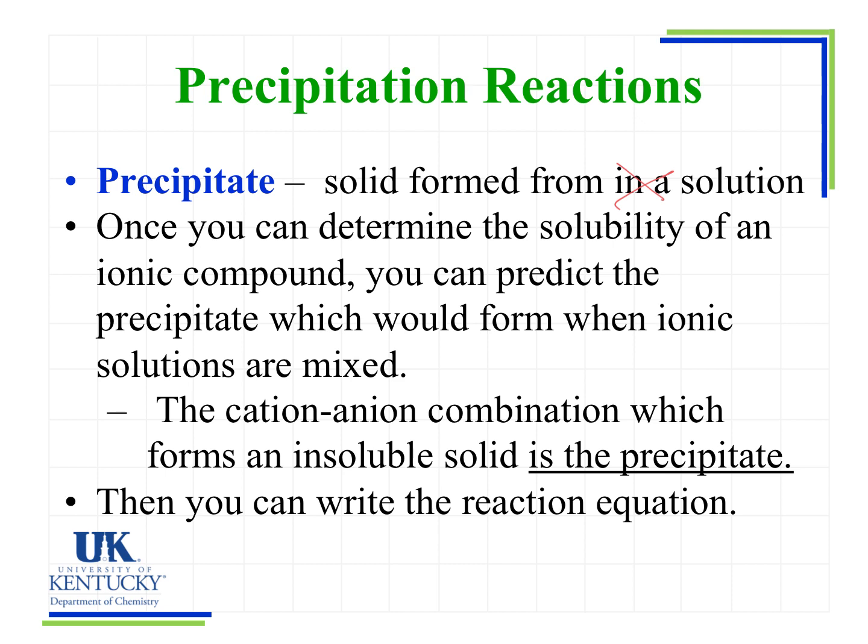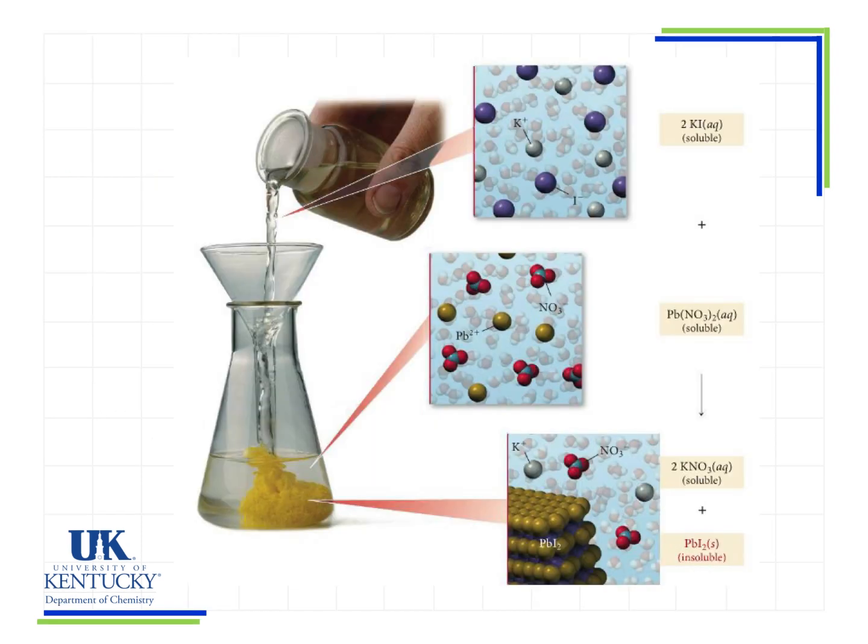So we've learned about solubility of the compounds, right? So when an ionic compound is insoluble in aqueous solution and it is formed after mixing two ionic compounds, that would be your precipitate. So the cation anion combination, which forms an insoluble solid, is the precipitate. Okay, then you can write the reaction equation, and then you can balance it.